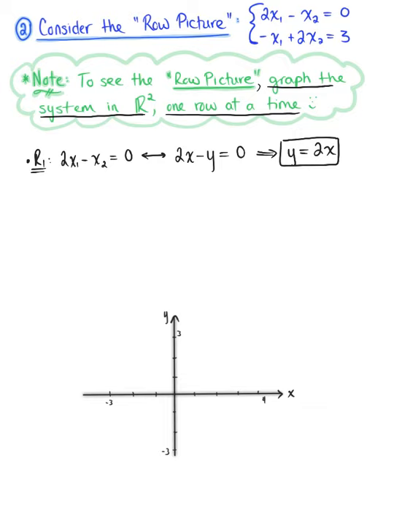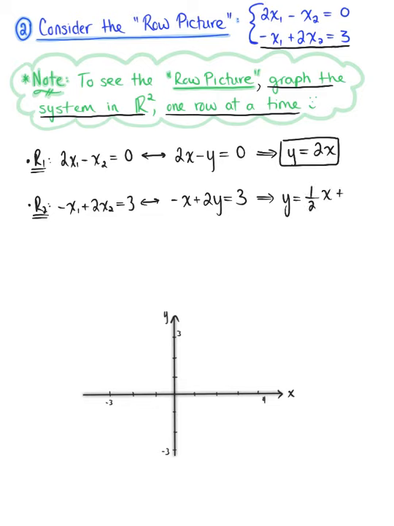Now we want to do the same thing with our second row, R2. Looking back up at your system and looking right across that row, we are given minus x sub 1 plus 2x sub 2 is equal to 3. Rewriting this in a friendlier format, this is minus x plus 2y is equal to 3. Solving for y, we are left with y is equal to minus 1/2 x plus 3/2. And there you have it.